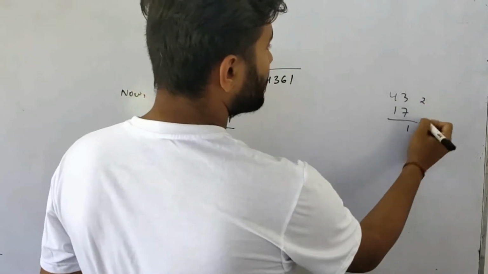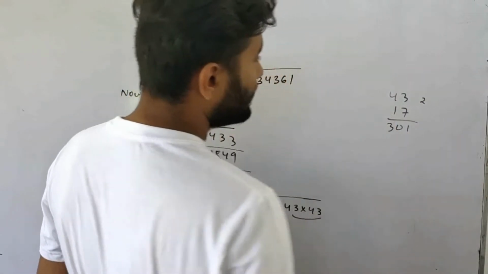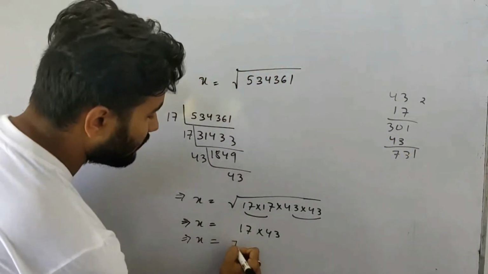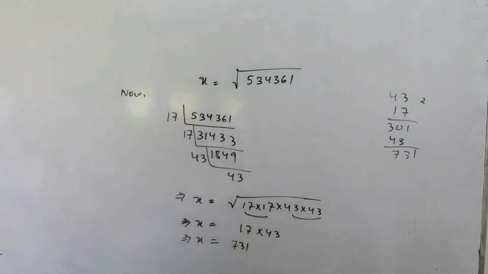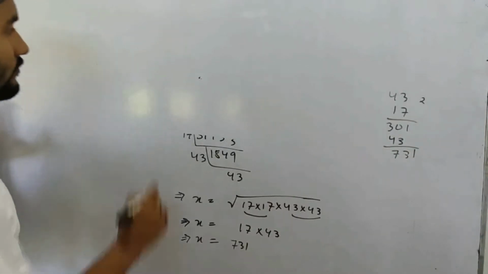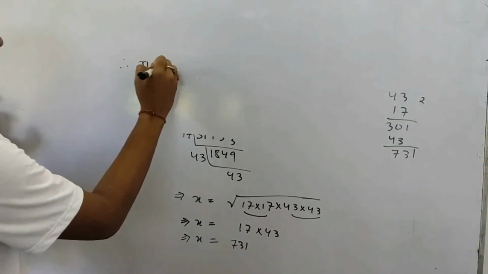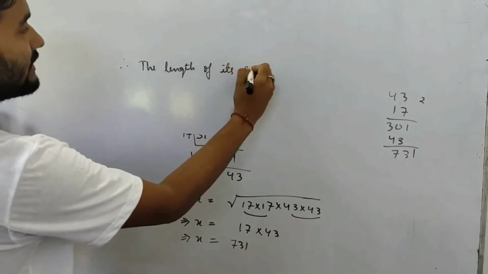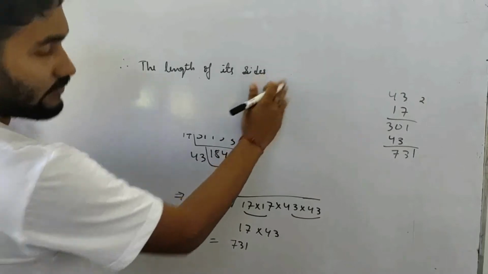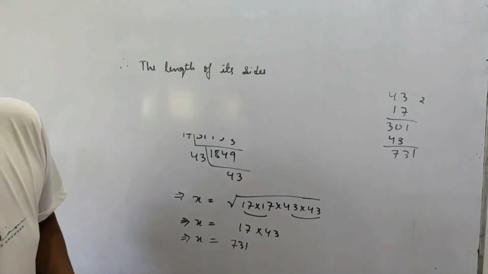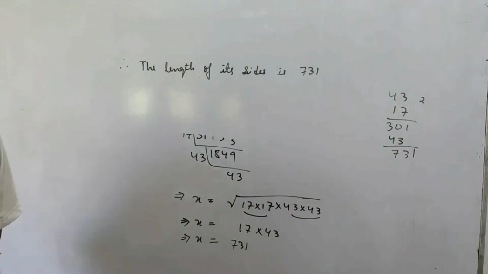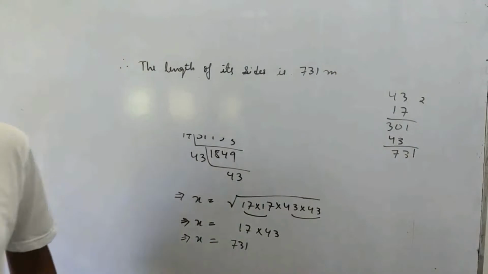7 3 are 21, 2 carry, 7 4 are 28, 29, 30. 3 1 is 3, 4 1 is 4, 1, 3, 4, 5, 6, 7. 731. So this is your answer. Find the length of its sides. So therefore what you will write? Therefore the length of its sides is how much? 731. What is given? Meter is given, right? So meter you write. So this is your answer.